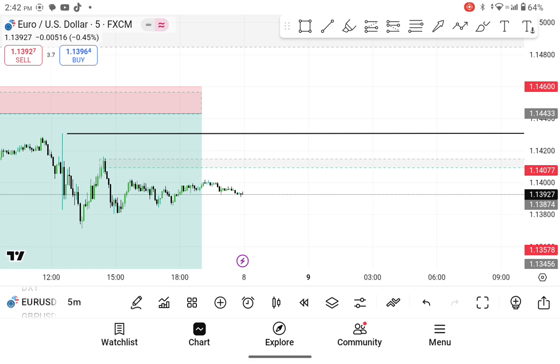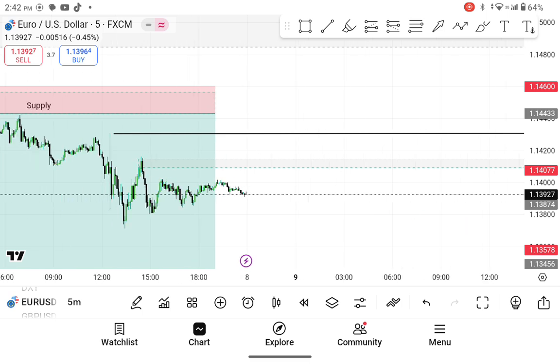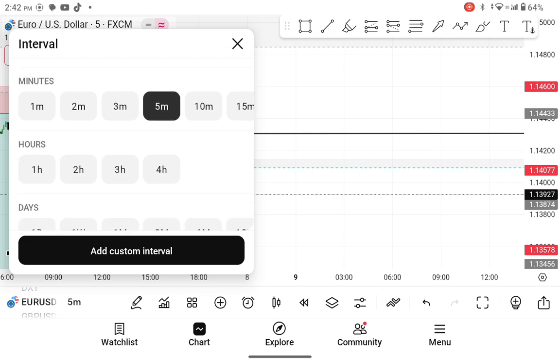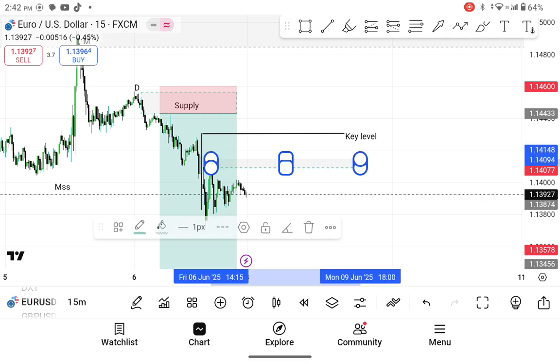the market to manipulate a little bit, inducing some traders to buy and inducing some traders to sell. But me, I'm patiently waiting for my market at this key level up here.